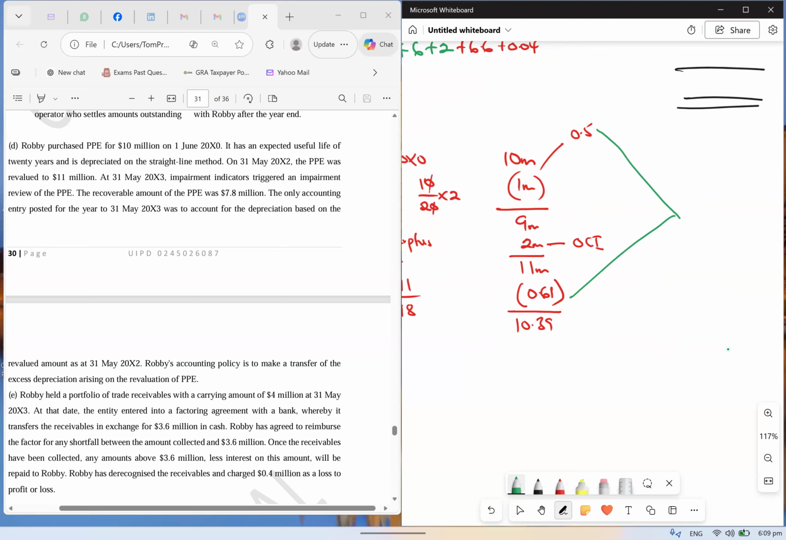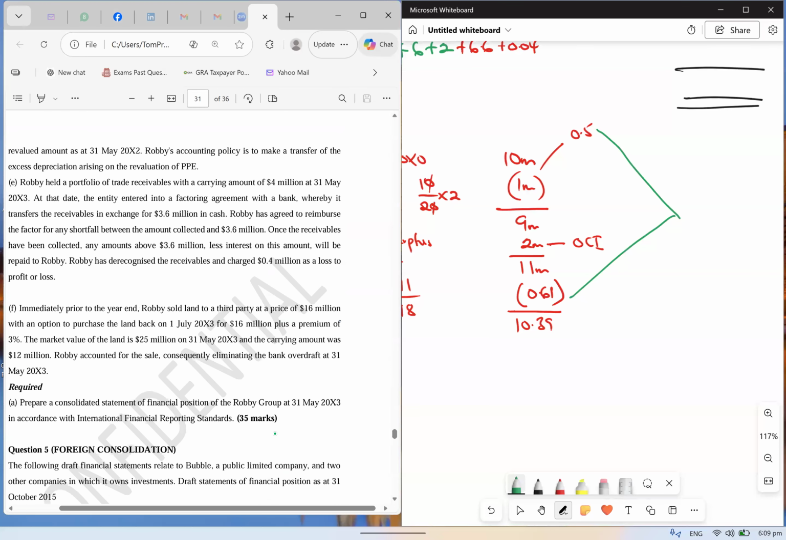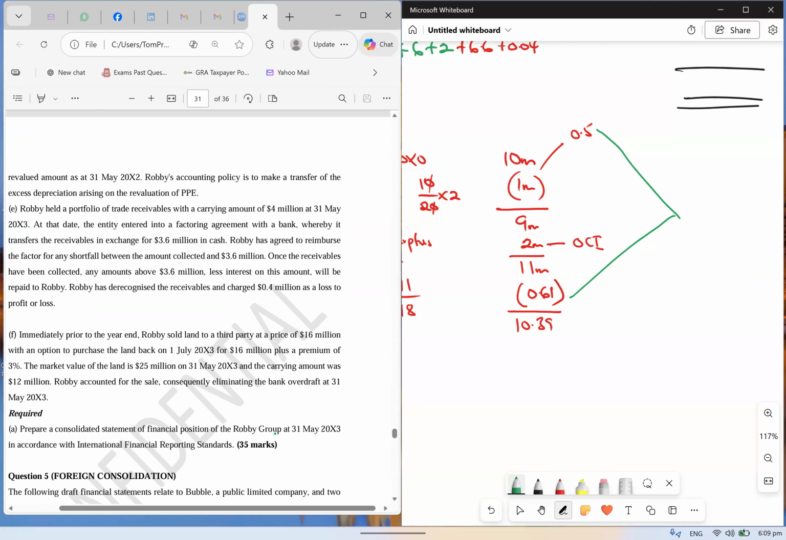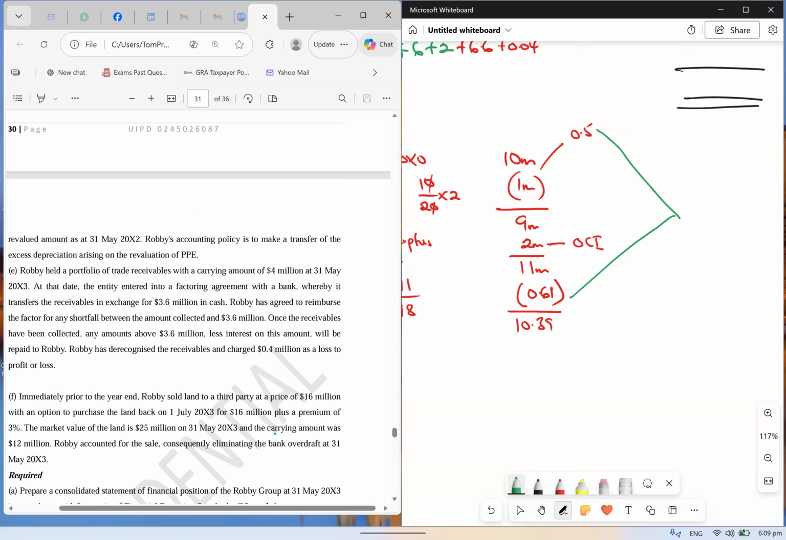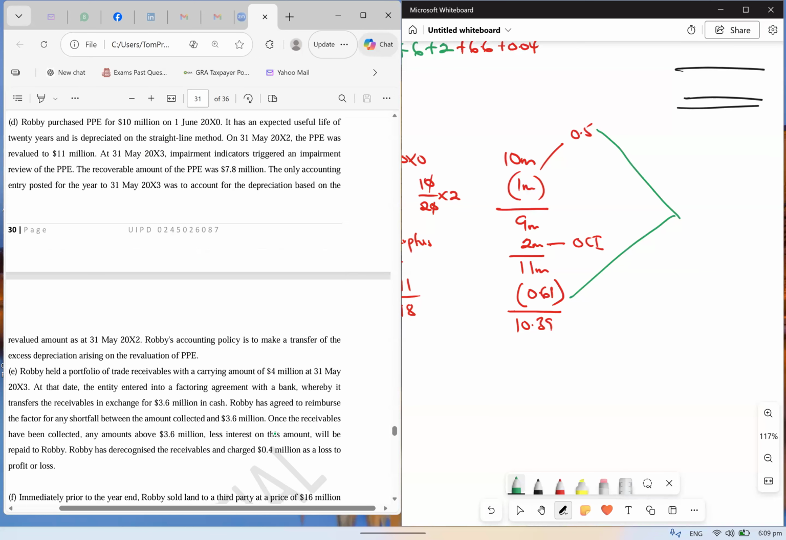Do you remember these things we used to do in class when we were doing our PPE lessons? The examiner even gave you a clue. He says that they do a transfer of excess. They do transfer of excess to the retained earnings. Excess depreciation to retained earnings.